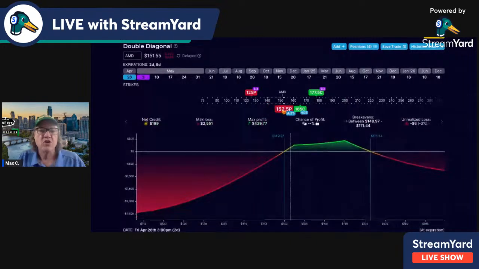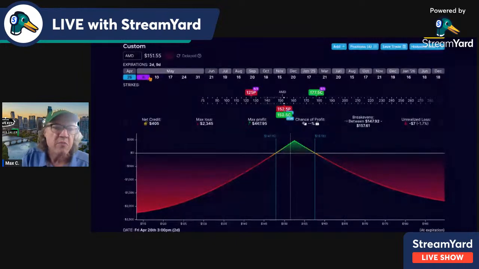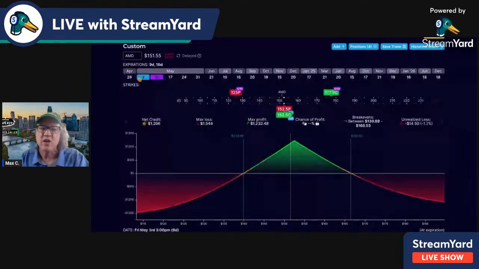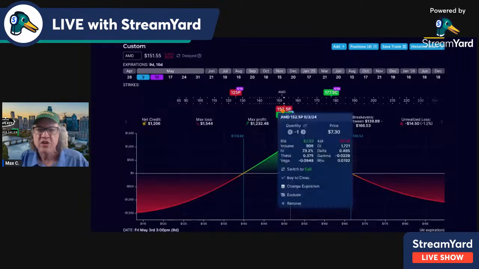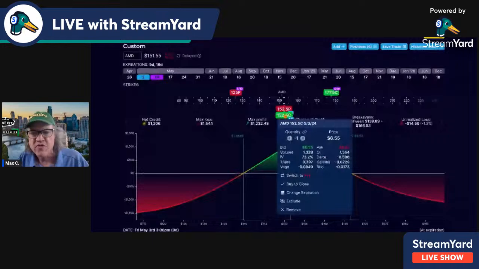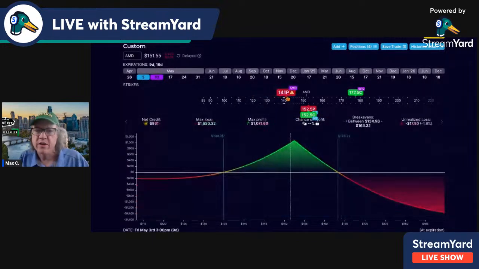Okay, so we're doing the long double diagonal. So this is step 1. I'd start the same way. I'm going to sell the straddle, which is the at the money put and call. Boom, 152. Wrong week. Remember, this is because AMD has earnings next week, so we don't want it to expire this week. That's not going to help us. We need it to expire next week. So we're going to sell the 152 for 7, the 152.5 for 7, the other one for 6.65, right? And we're going to bring that money in.